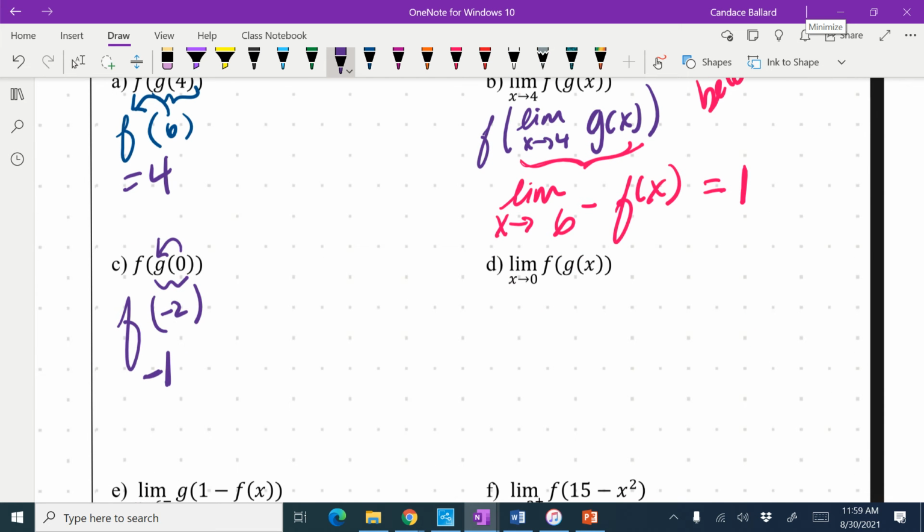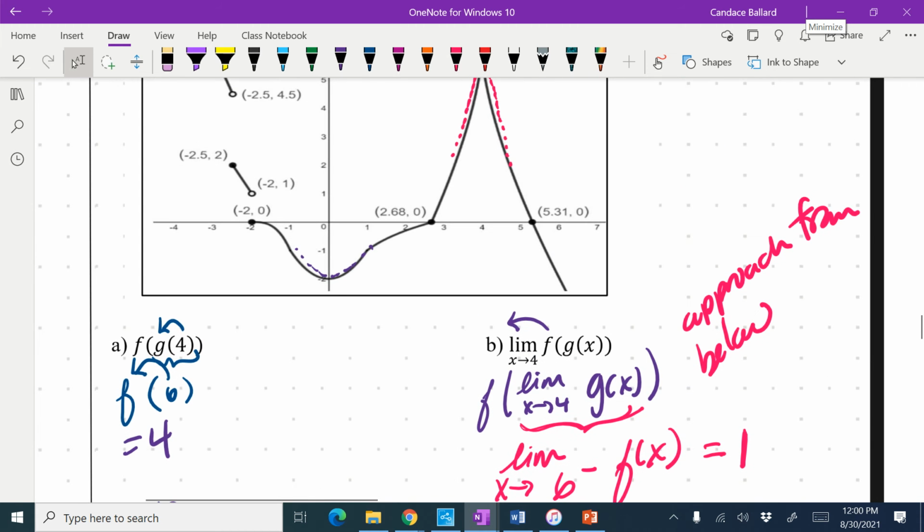Okay. Let's look at D. Okay. So we need to find the limit as x is approaching 0 of f of g of x. I'm going to take the f outside. So we've got the limit as x approaches 0 of g of x. Okay. Let's take a look at this. I'm going to use a different color. I'm going to erase kind of what's there from before.